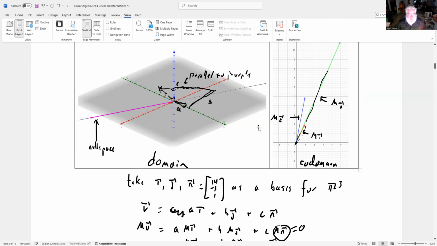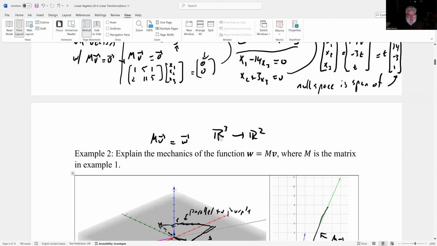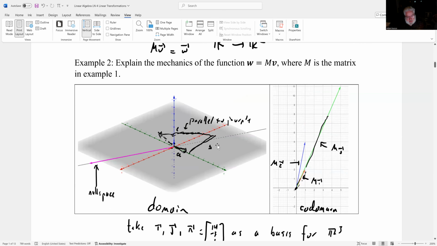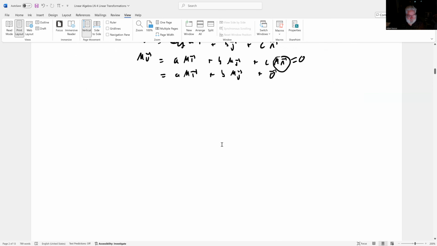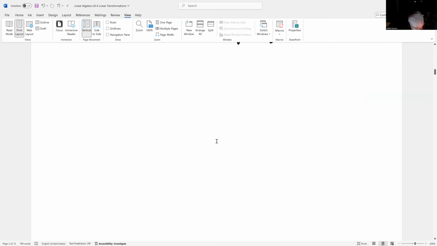So the null space, if we're going from 3 dimensions to 2 dimensions, right, we must have lost a dimension somewhere. And the null space is the dimension that we lost. We can keep the i and j, but if we replace z by n, then we just lose the purple direction. And I think that's all that I really wanted to say about that.